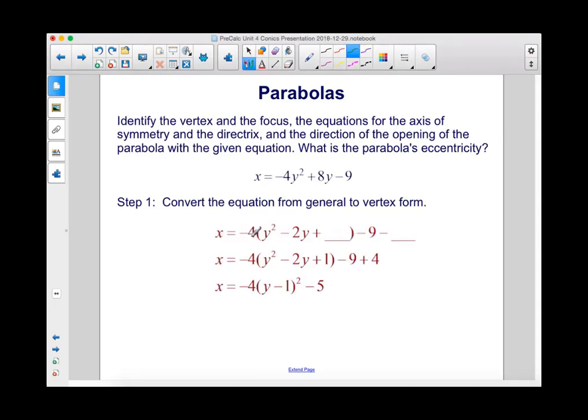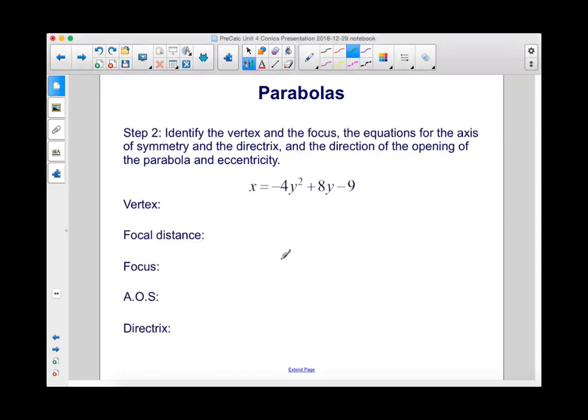First, we factor out the -4, and then we figure out what to add in. So -2 divided by 2 is -1. -1 squared is 1. So we add 1 in here. Now we don't just subtract 1 over here, because since this 1 is multiplied by -4, we've actually subtracted 4 right here. So we're actually going to have to add 4 on the end. And then we simplify and we get x equals -4 times y minus 1 squared minus 5.